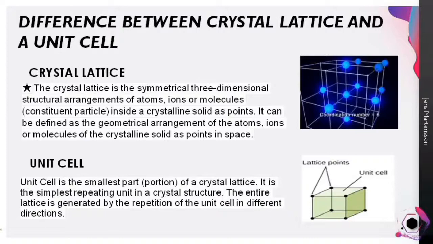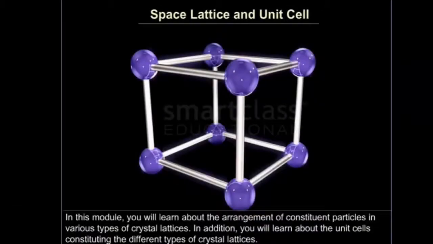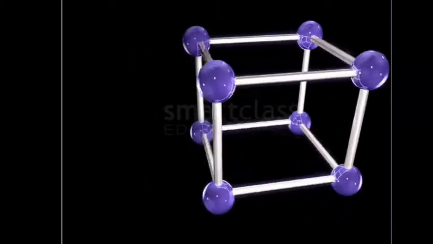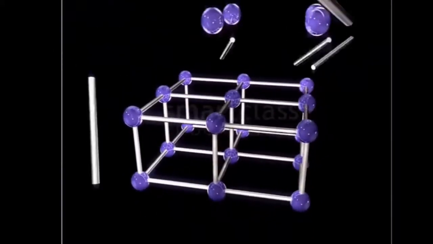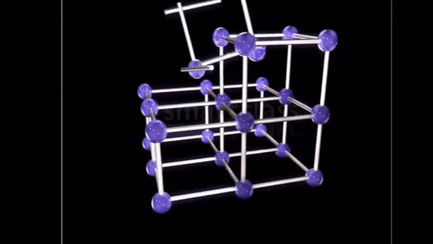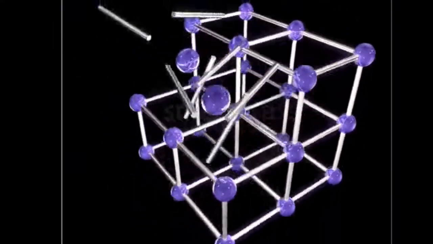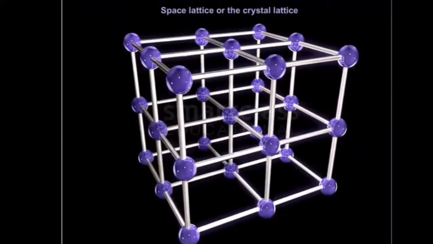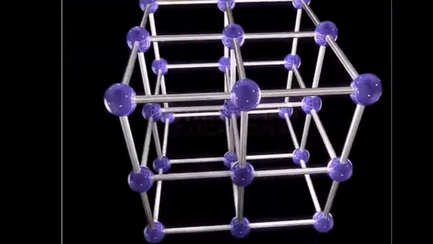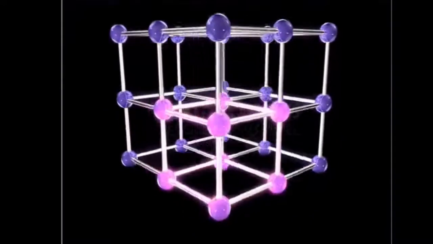Unit cell. Unit cell is the smallest part of the crystal lattice. It is the simplest repeating unit in a crystal structure. The entire lattice is generated by repetition of unit cell in different directions. In crystalline solids, the constituent particles are arranged in a regular and periodic manner along three dimensions. This regular arrangement of particles in three-dimensional space forms the space lattice or the crystal lattice. The smallest three-dimensional portion of a crystal lattice is known as a unit cell.